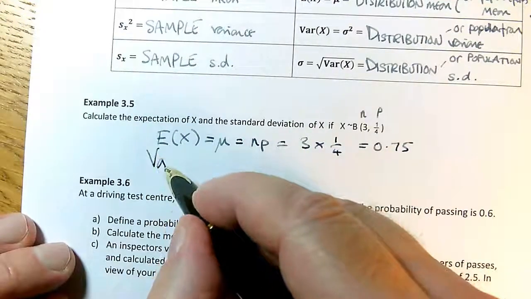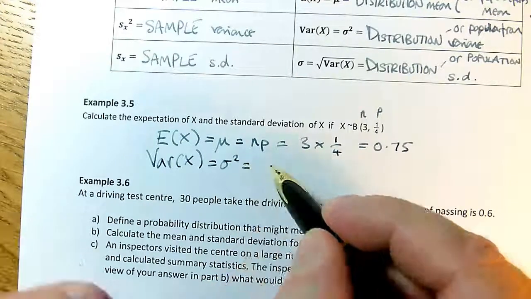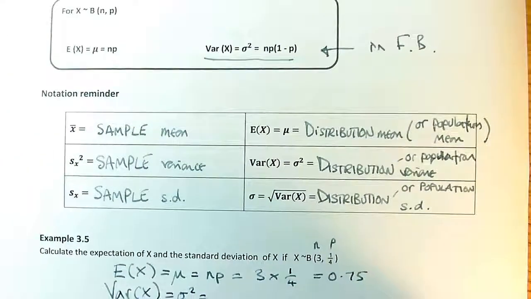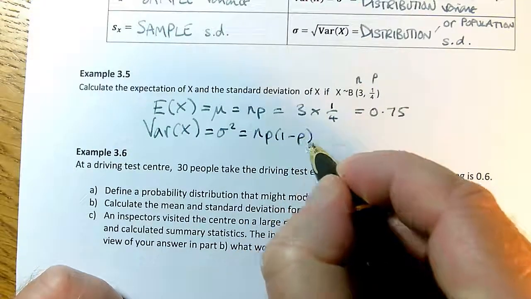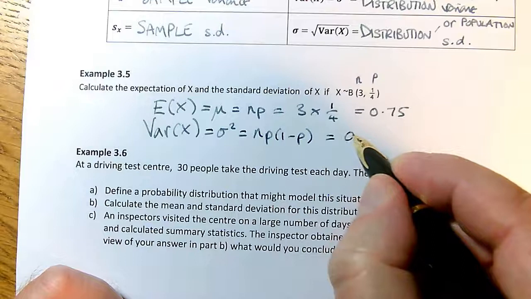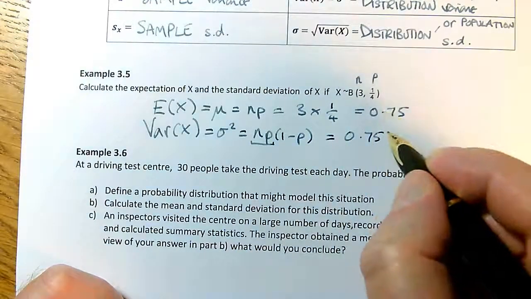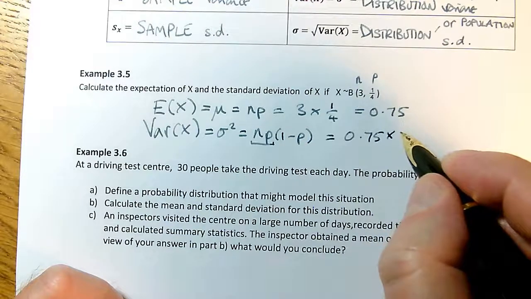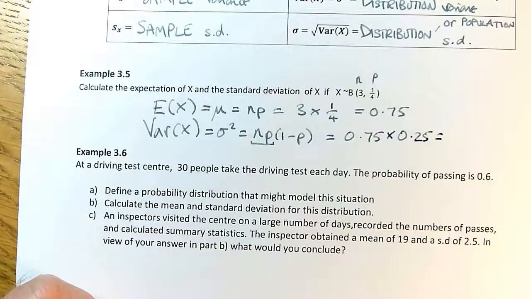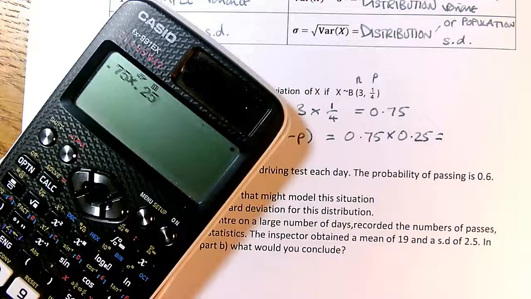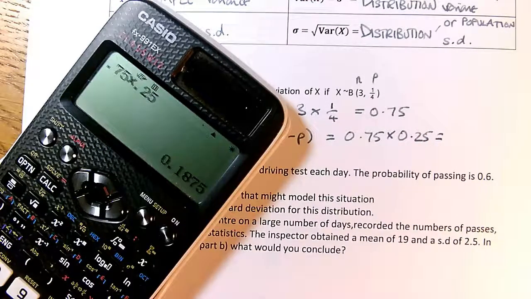And the variance, not the standard deviation, is sigma squared, and the formula for that is, here we go, np(1 minus p). So I've already done the np bit, so we can be lazy and say 0.75 covers that bit, and 1 minus p is 1 minus 0.75 is 0.25, I can do it in my head, and then 0.75 times 0.25, cop out and do it on the calculator, and we get 3/16 or 0.1875.